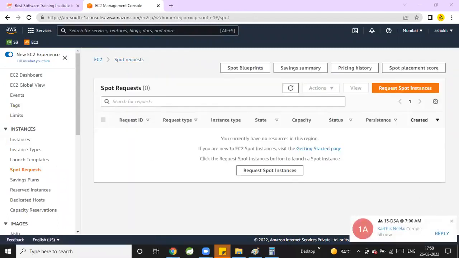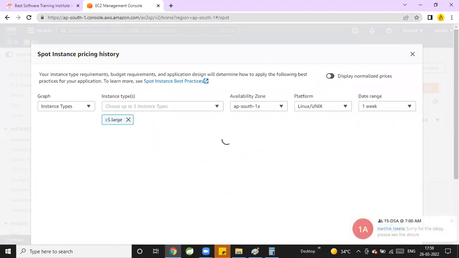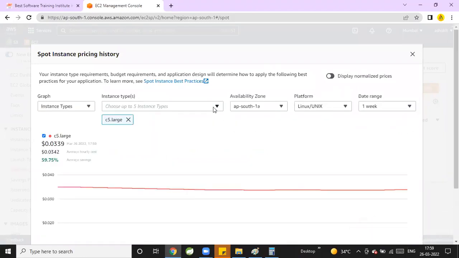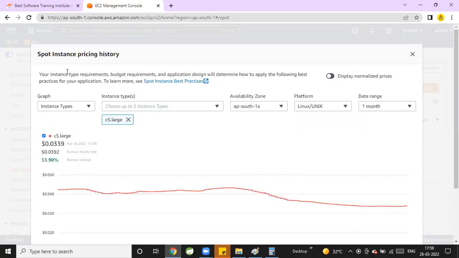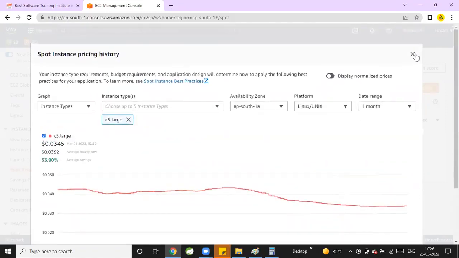As of now, do we have any request for the spot instance, or we don't have any request? We don't have any request for the spot instance. If you want to get that, then you can go for spot instances. Availability zones and instance types. You can select the availability zone, Windows or SUSE Linux, what kind of date range, 1 month range. So here, spot instances pricing history is available.